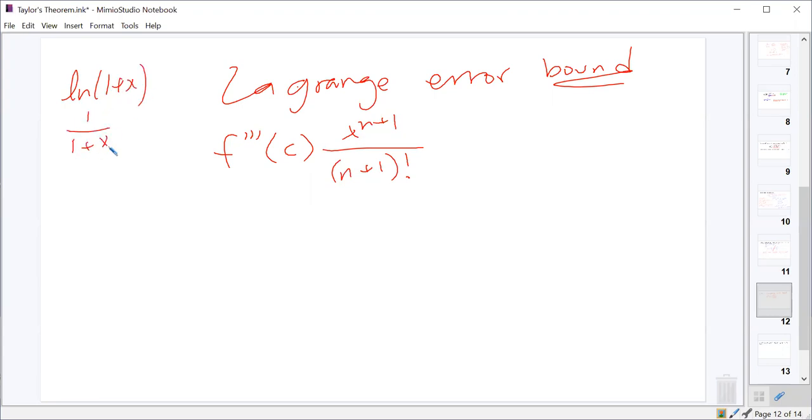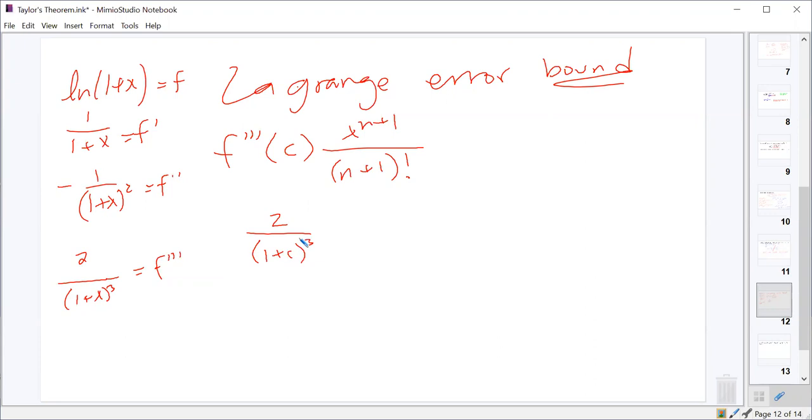Well, the first derivative is 1 over 1 plus x. Right? Second derivative is what? Should be -1 over 1 plus x squared. And what's the third derivative going to be? Should be +2 over 1 plus x cubed. Okay. So that's what we should have here. We should have 2 over 1 plus c to the third times our x value. What's our x value here? Still 0.1, right? Yep.